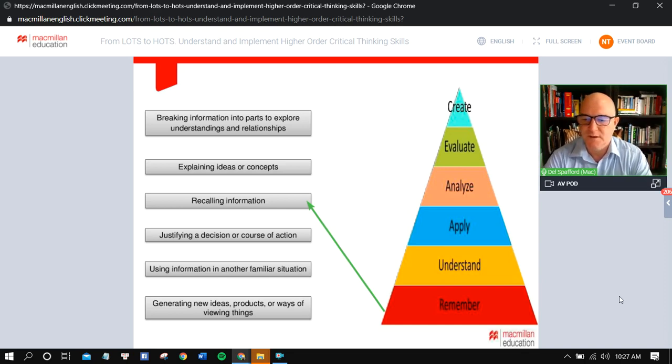Okay, 2 more minutes, and then we will have a look together. Okay, so you've had a chance to think about that. Let's have a look at what they actually mean.